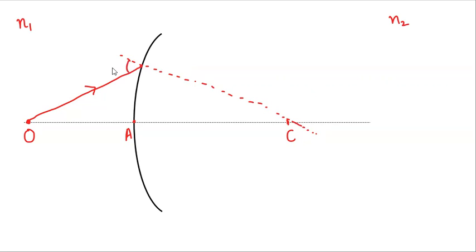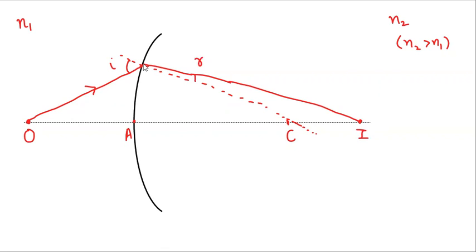So this will be your angle of incidence I, and assume that n2 is greater than n1. So the medium on this side will be denser and the medium in which the object is, rarer. So the light will bend towards the normal. Suppose the light will go like this, and suppose the image is formed here. And suppose this is the angle of refraction R.